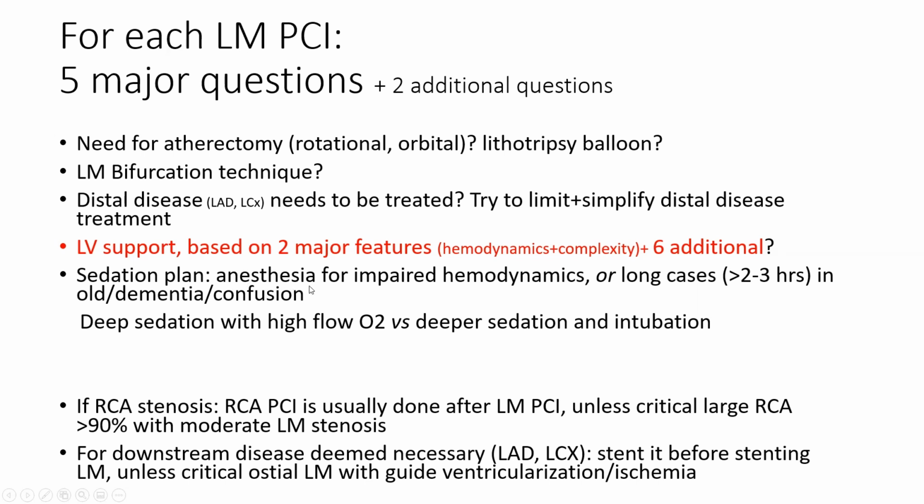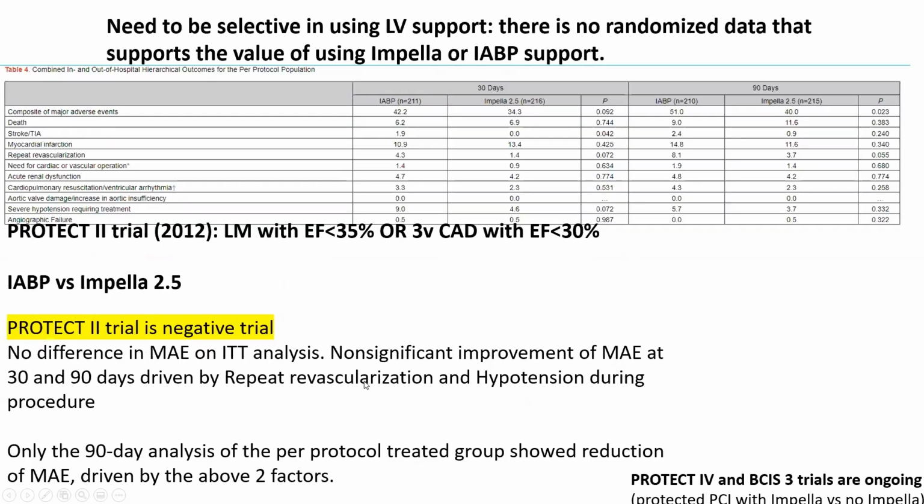And in general, again, I favor anesthesia for impaired hemodynamics or long cases in old, demented, confused patients, and I favor deep sedation with high flow O2. I take into account whether RCA is stenosed, as I said, although RCA PCI is usually done after left main PCI, unless critical large RCA with moderate left main stenosis. And when downstream disease is deemed necessary, we usually stent it before stenting left main, unless you have a critical ostial left main with guide ventricularization ischemia, which you should avoid at all costs.